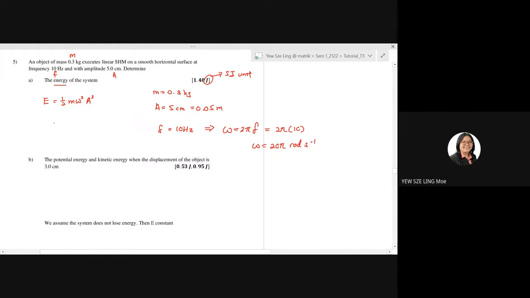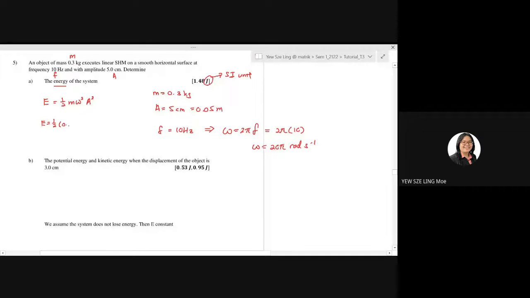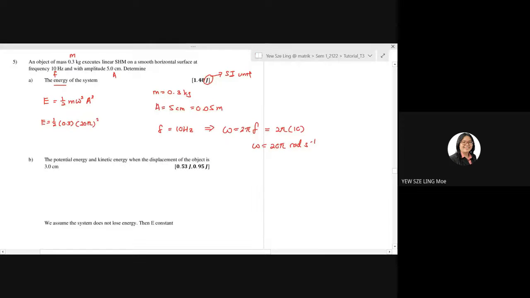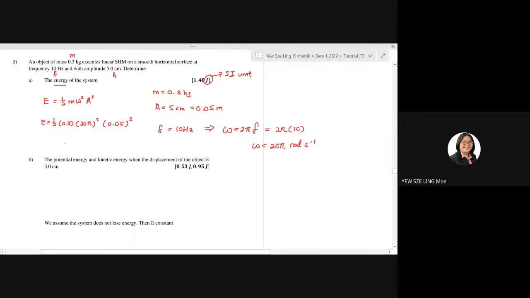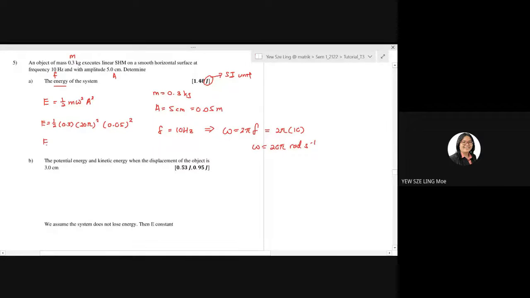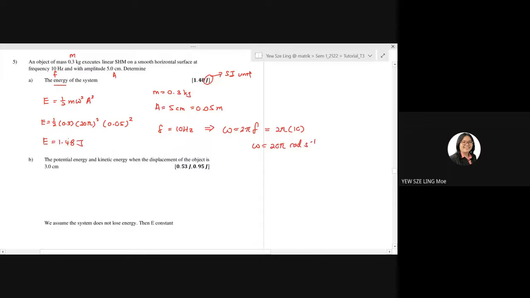So this is the information that we have. So now we can calculate E. So E is then equal to 1/2 times 0.3 times (20 pi) squared. Remember to put the bracket for the whole omega, and then times A, which is 0.05 squared. So E is equal to 1.48 joule. All right, 1.48 joule.